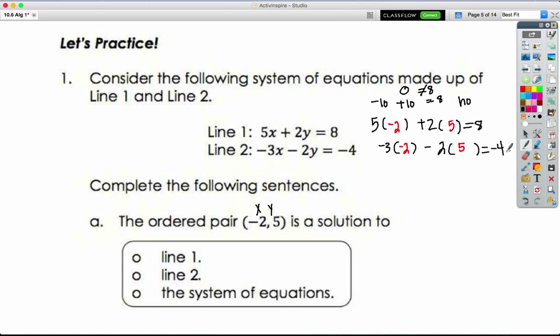So let's check out line 2 and see if that's correct. So -3 times -2 would give us a +6, and -2 times a +5 would give us -10. And that's all supposed to be equal to -4, so 6 minus 10, -4 equals -4. So yes, it is a solution to line 2. Now if it had worked in both, it would be the solution to the system.